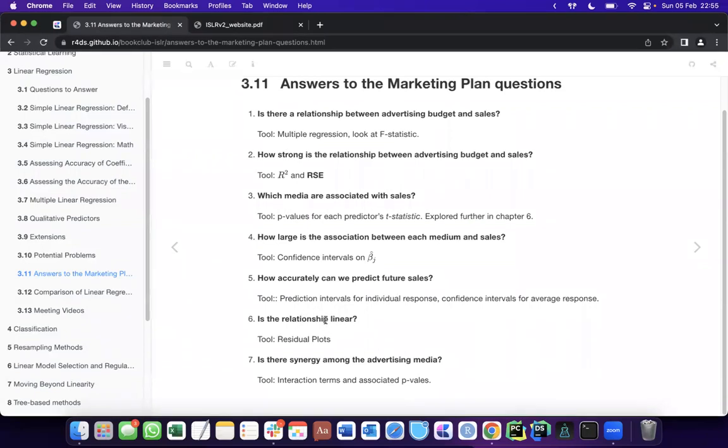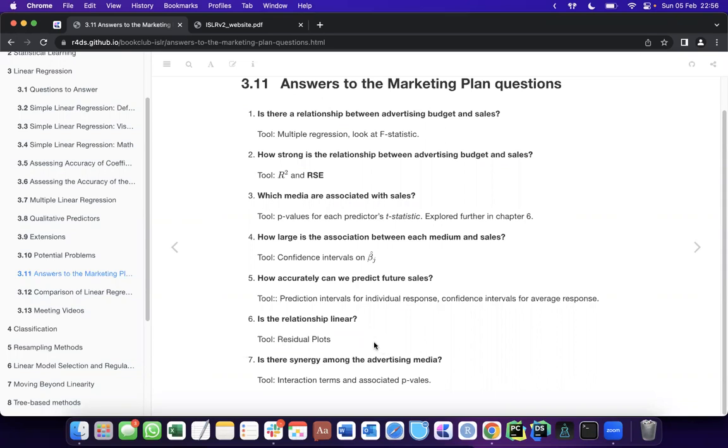Is our relationship linear? We're going to look at all of those things that we just looked at, potential problems, and look at all of those different residual plots, leverage, collinearity, all of those good things, to actually check: is our relationship linear? Should we be transforming, or should we be using a different model?